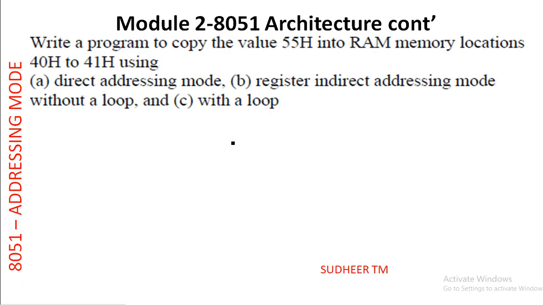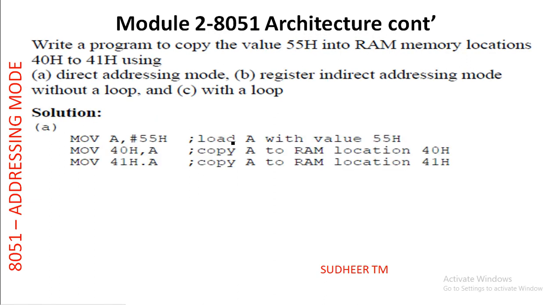Understood? Now there is a simple program part. Write a program. Hope you will understand the concept of programming. Listen to me properly. This is a very simple program. Write a program to copy the value 55 into RAM memory locations 40 and 41 using direct addressing mode, second one, register indirect addressing mode without a loop, and third with a loop. Okay, so we will come across the different addressing modes within this example. So first one, direct addressing mode.